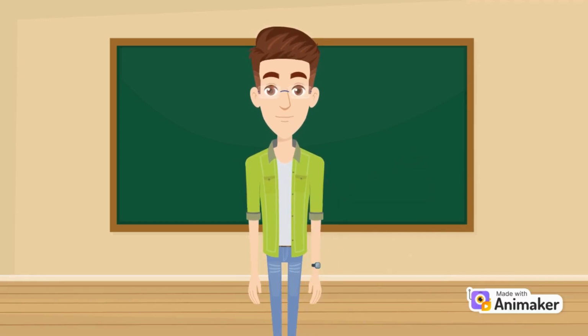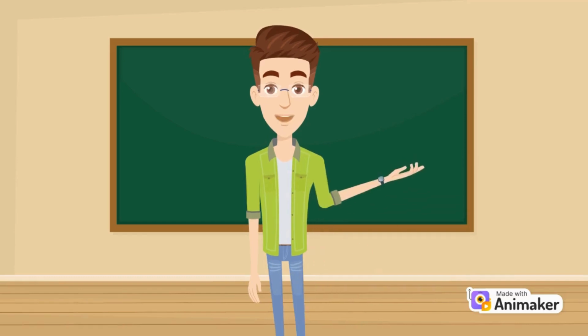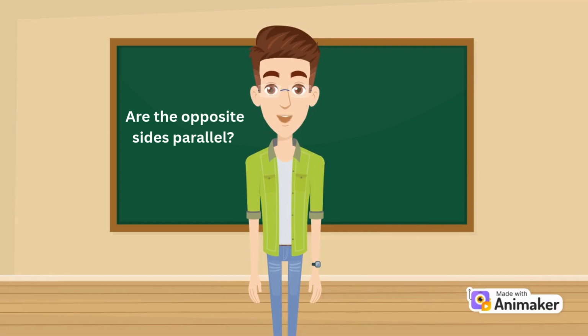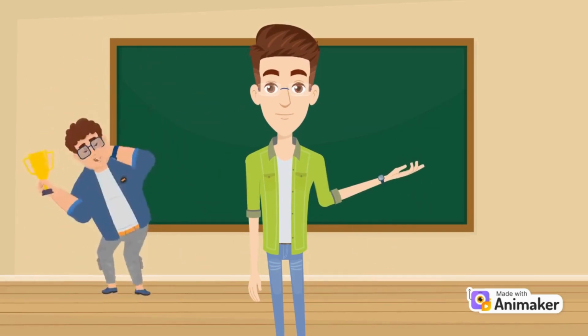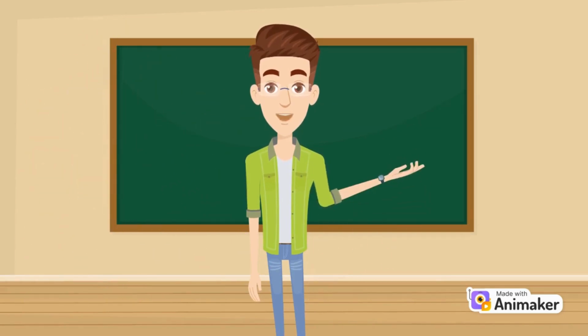So to sum it up, if you're ever looking at a quadrilateral and wondering if it's a parallelogram, ask yourself, are the opposite sides parallel? Are the opposite sides equal in length? And if yes, you've got yourself a parallelogram. Yay! Add in some special properties like 90-degree angles or equal diagonals, and you've got rectangles, rhombuses, or squares.